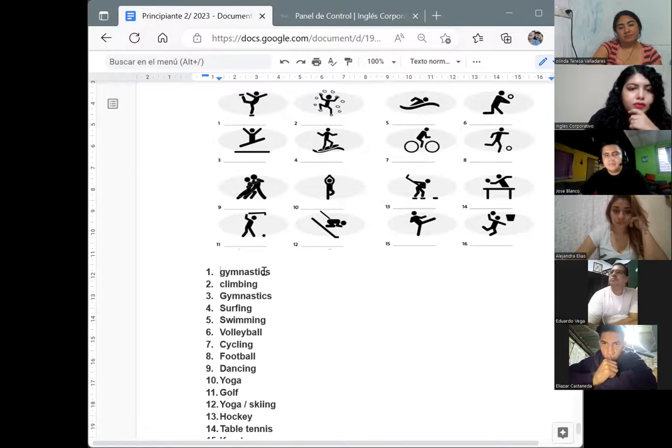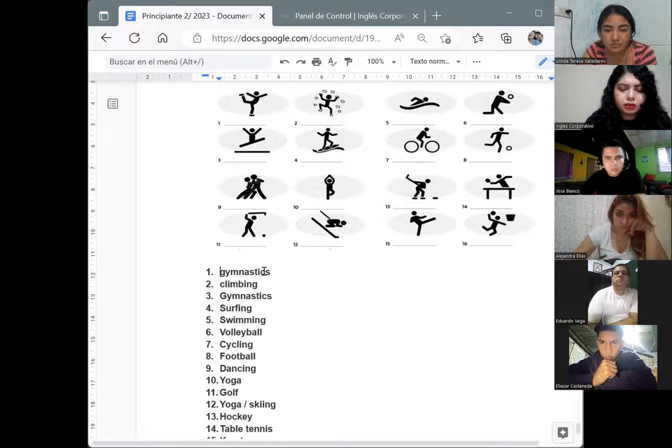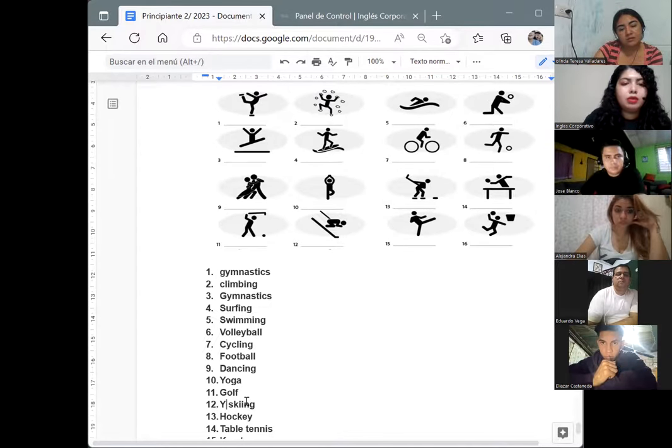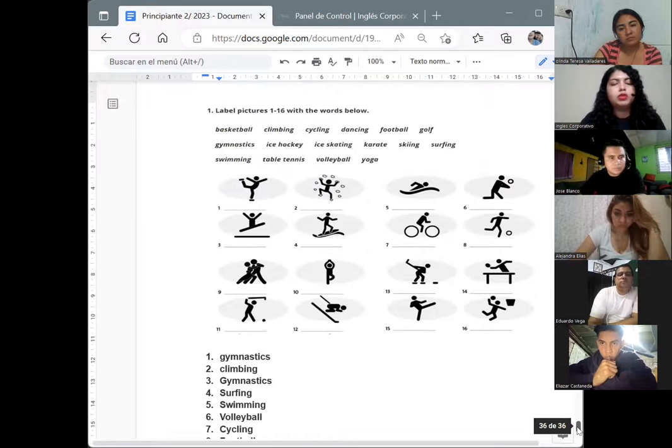En el número 12, the one that is like, kind of like this, ¿es yoga o skiing? ¿Está haciendo yoga o está esquiando? Skiing. Ok. Entonces, tenemos, se supone, 16 palabras. Ahora, solo hemos utilizado 15 porque repetimos dos.